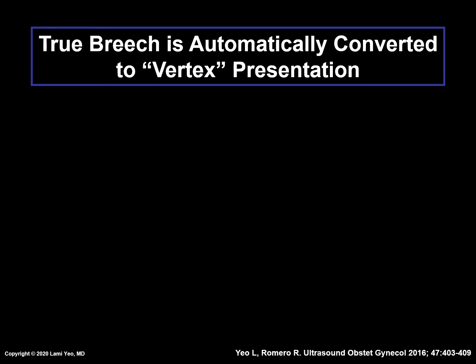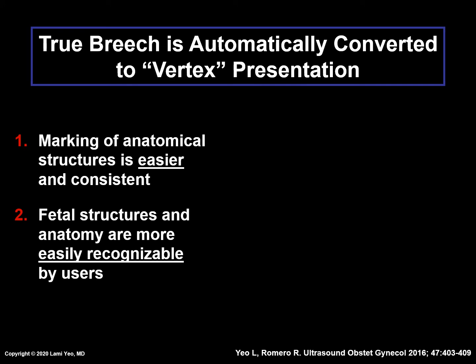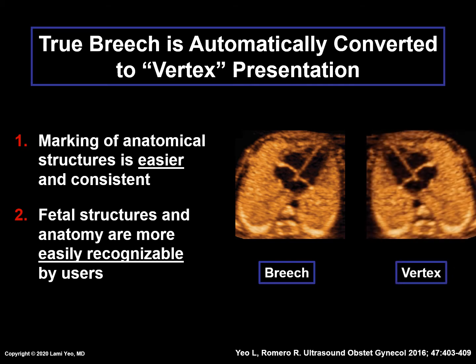Why convert a true breech presentation to a vertex presentation in FINE? Marking of anatomical structures is easier and consistent, since structures will always be in the same location on the screen. Another reason is that fetal structures and anatomy are more easily recognizable by users. For example, with a breech presentation, the cardiac apex will point to the right side of the screen. However, when the same fetus is in a vertex presentation, the apex will point to the left side of the screen, and this is the image most familiar to sonologists.